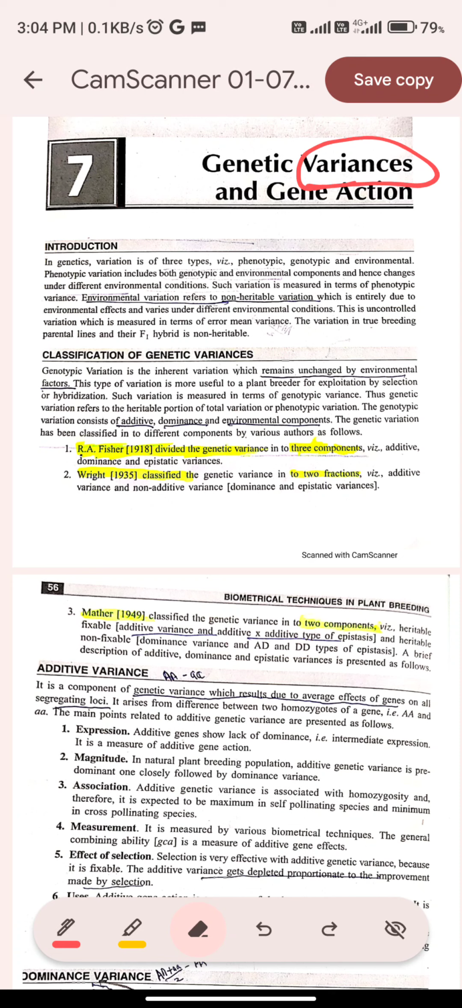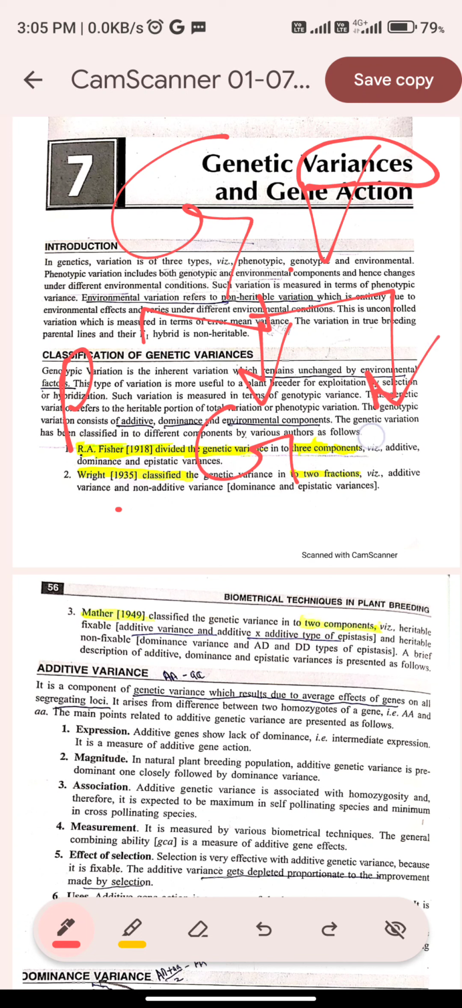Now first we will go with variation. Genetic variation is mainly of three types. In short we can write GV. GV is mainly of three types: phenotypic, genotypic, and environmental. These are the three types of genetic variation. They are not types of variance, they are types of variation.